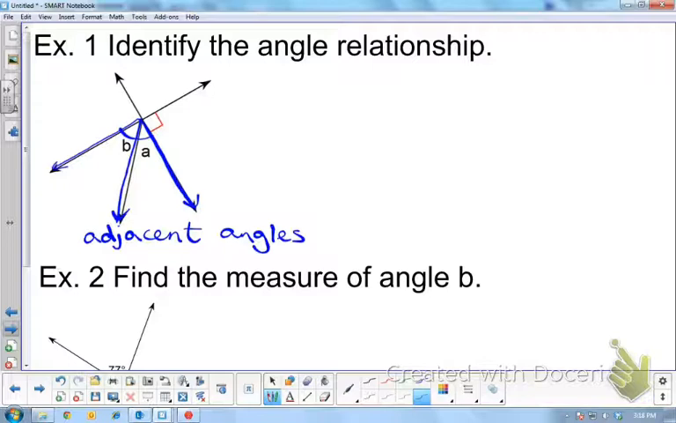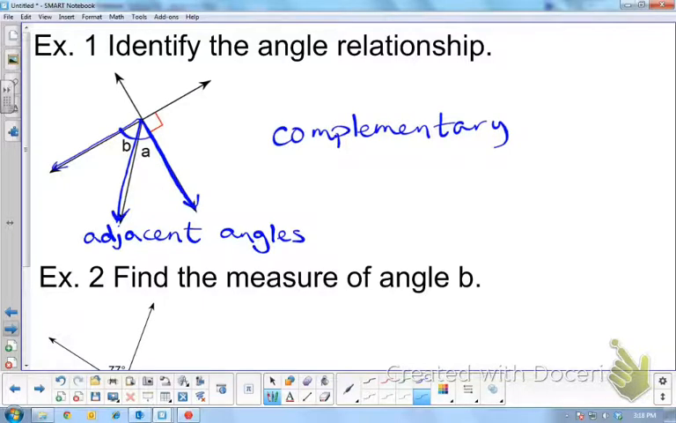So then we think about complementary and supplementary. Well, we know complementary adds up to 90, supplementary adds up to 180. So if we had used the entire line to make the angles, we would have supplementary. But since we only used half of the line, we have complementary angles. So the identifying is pretty easy. We're just trying to put a name to the picture.